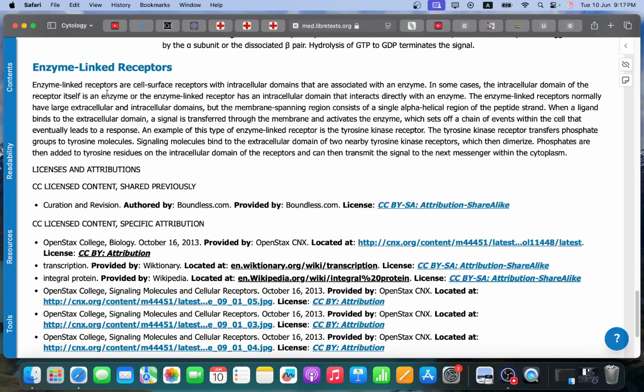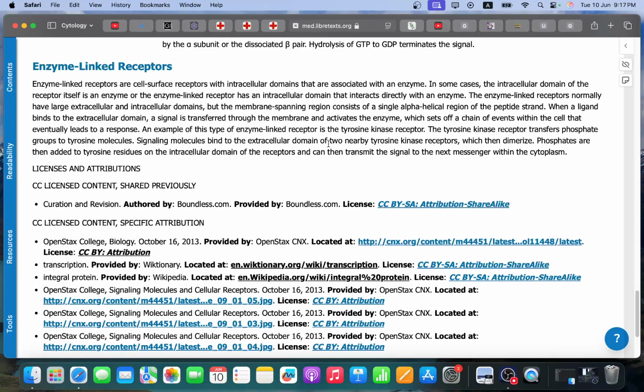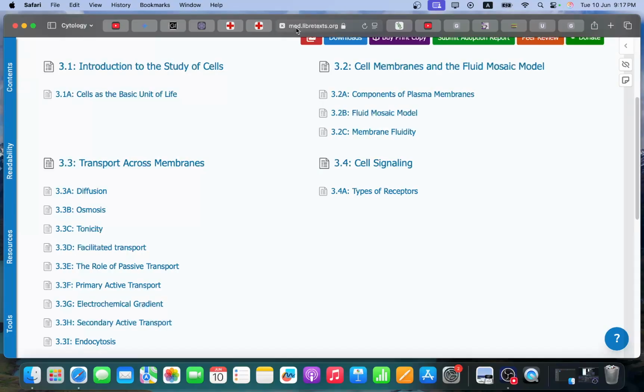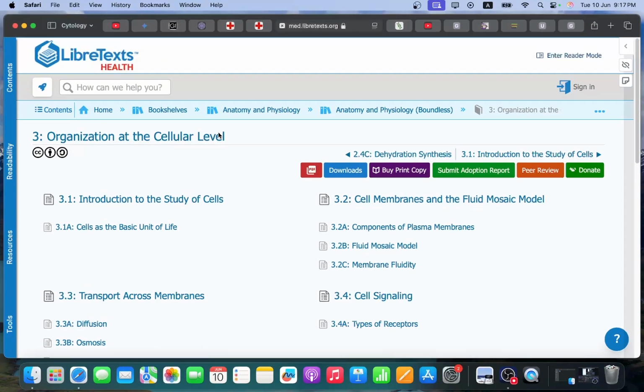Enzyme linked receptors are cell surface receptors whose domains are associated with an enzyme. It means in some cases the internal domain of the receptor is an enzyme. Okay, I am not going to get more details on this. This is like it.